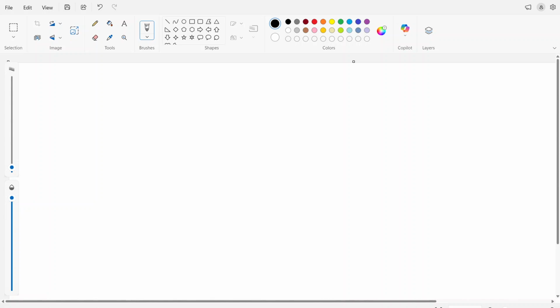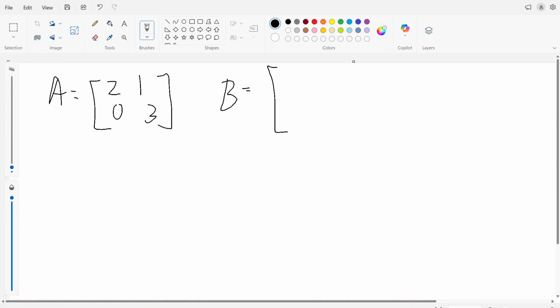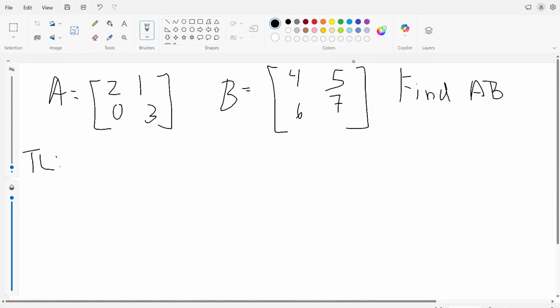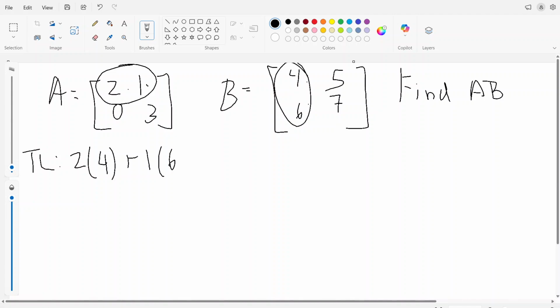Exam problem number 2, I want to work on multiplying matrices. So let's just say we have matrix A, 2, 1, 0, 3, and matrix B equal to 4, 5, 6, 7. And then we have to find AB. So we have to multiply, right? Again, start top left. That's where we always start, the top left value. So we're going to do first row, first column. 2 times 4 plus 1 times 6. So it's going to be 8 plus 6, which equals 14.